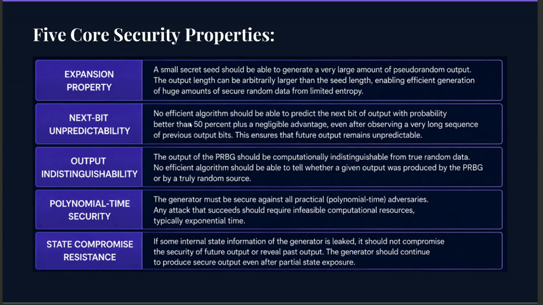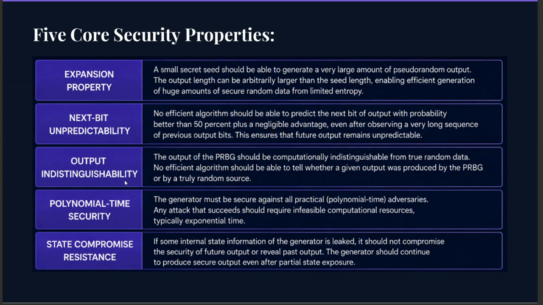Next bit unpredictability. This is the heart of cryptographic security. Even if the attacker knows millions of previous bits, they still should not predict the next bit better than random guessing. Notice how powerful the requirement is. Suppose the attacker has a supercomputer, an AI model, ML, advanced statistics. Still, the prediction probability should remain exactly 50%. That means the future output remains unpredictable.